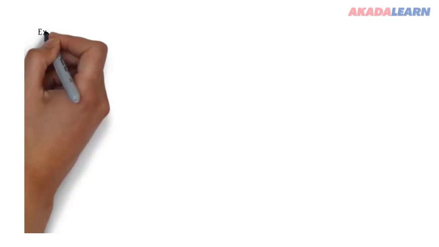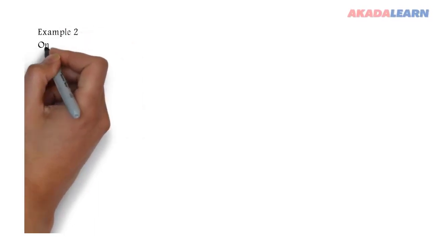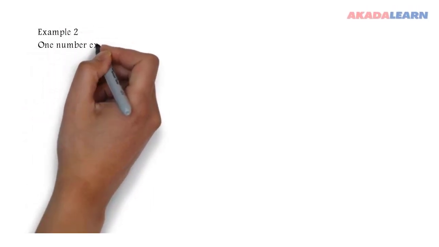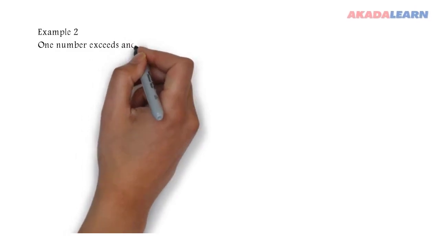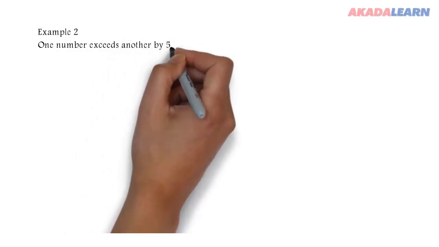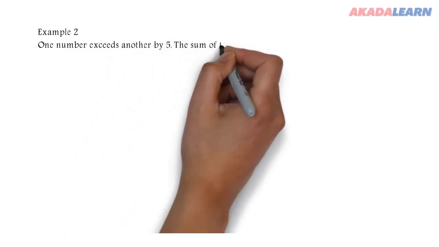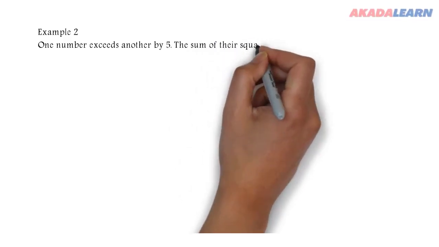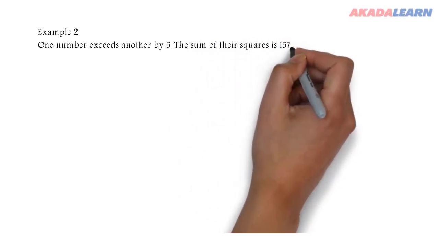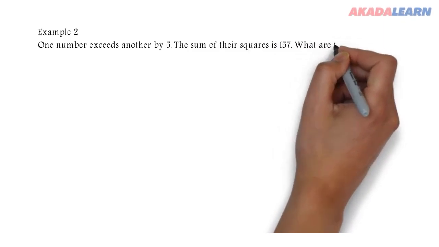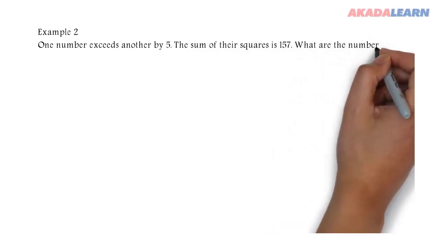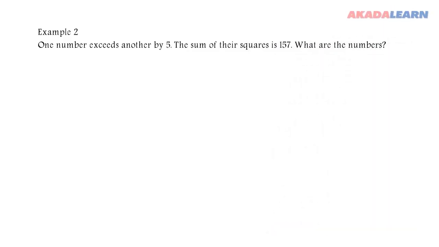let's proceed to see another example. Example 2. One number exceeds another by 5. The sum of their squares is 157. What are the numbers? So let's see how to do this.